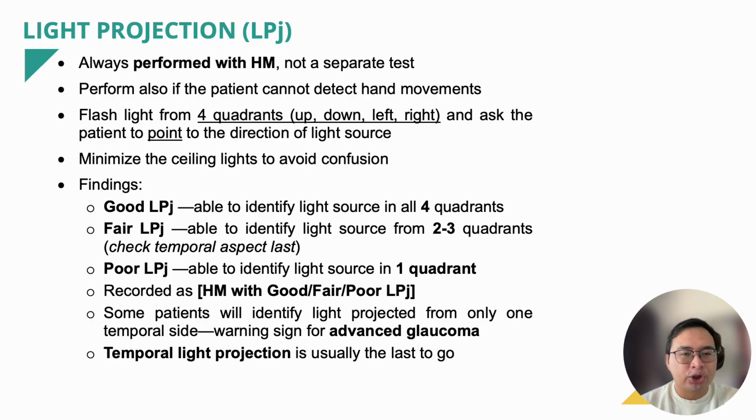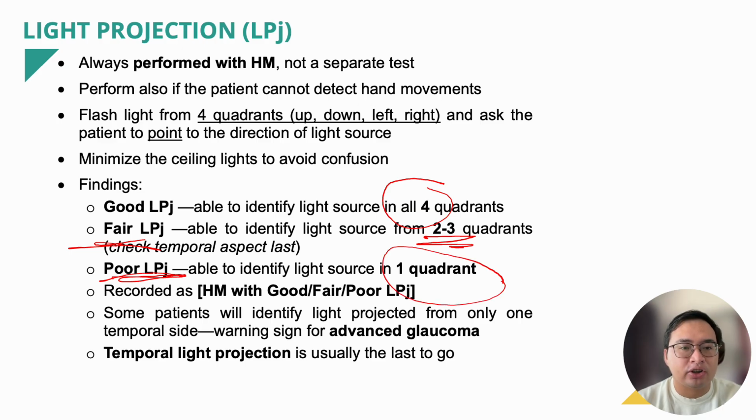So it's called good light projection if the patient is able to identify the light source in all 4 quadrants. Fair if only 2 to 3 quadrants. And finally, poor light projection if only in 1 quadrant. So for example, if it's advanced glaucoma, some patients may only identify the light from only one temporal side because of the severe field cut. Okay? And also, temporal light projection is usually the last one to go.